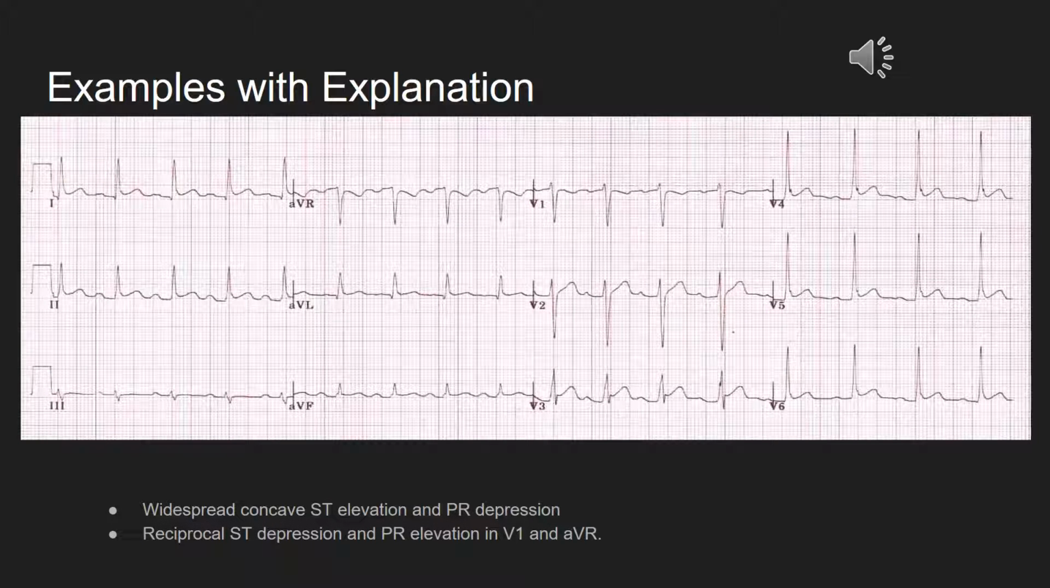All right, so this is the final example. Again, you should be noticing that widespread concave ST elevation and the PR depression. You'll also see the ST depression and PR elevation in lead 1 and aVR.